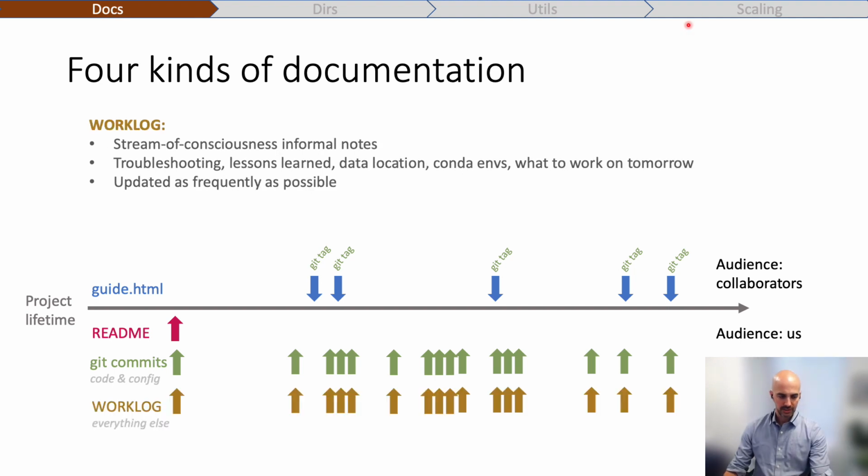The fourth kind of documentation is what we call a work log. This is a stream of consciousness, informal notes. It has troubleshooting, lessons learned, data shuffling, what to work on tomorrow. We update this as frequently as possible, and it includes everything else that is not code and config. And of course, the document itself is also committed to Git.